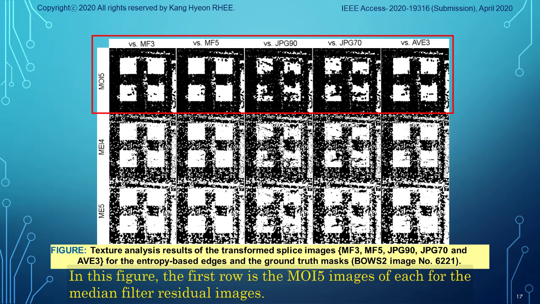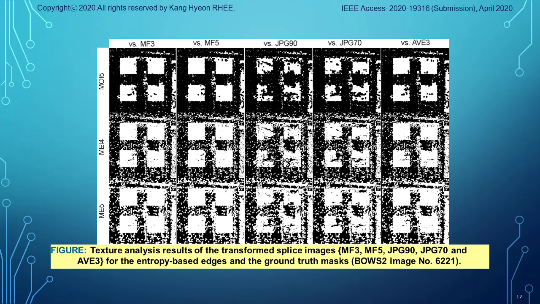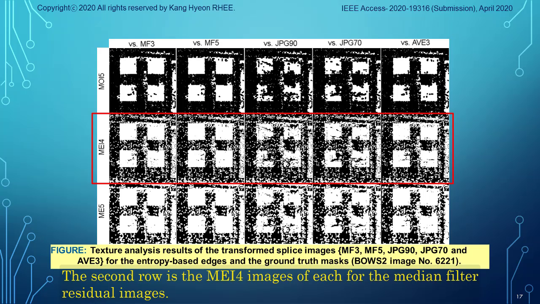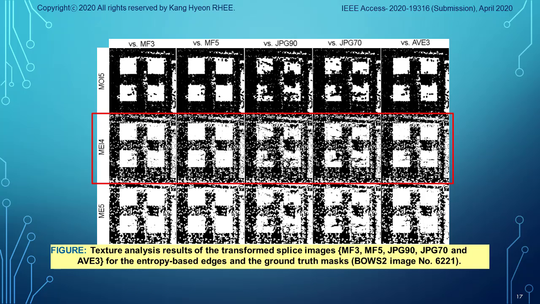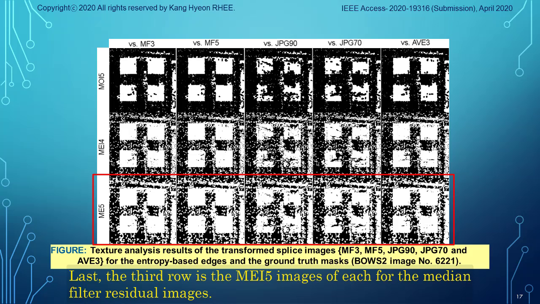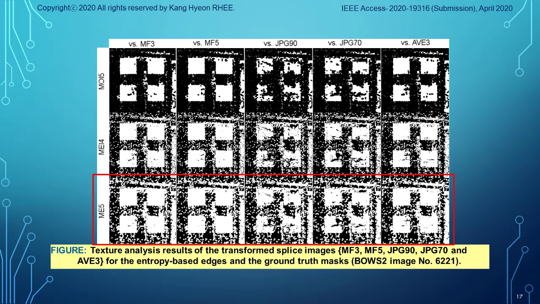In this figure, the first row is the MOI5 images of each of the median filter residual images. The second row is the MEI4 images of each. Last, the third row is the MEI5 images of each of the median filter residual images.